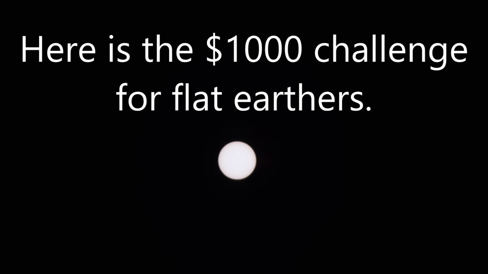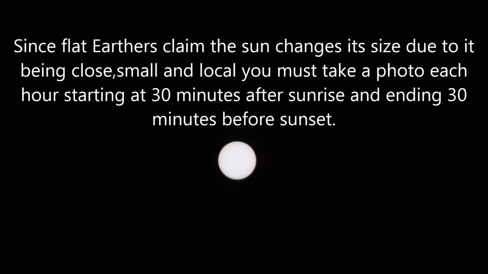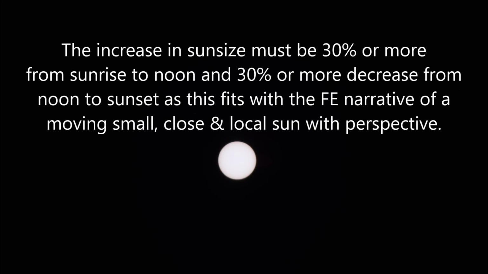Now here's a $1,000 challenge for you flat earthers. Good luck! Since flat earthers claim the sun changes its size due to it being close, small, and local, you must take a photo each hour starting 30 minutes after sunrise and ending 30 minutes before sunset. The increase in sun size must be 30% or more from sunrise to noon and 30% or more decrease from noon to sunset, as this fits with the flat earth narrative of a moving, small, close, local sun.